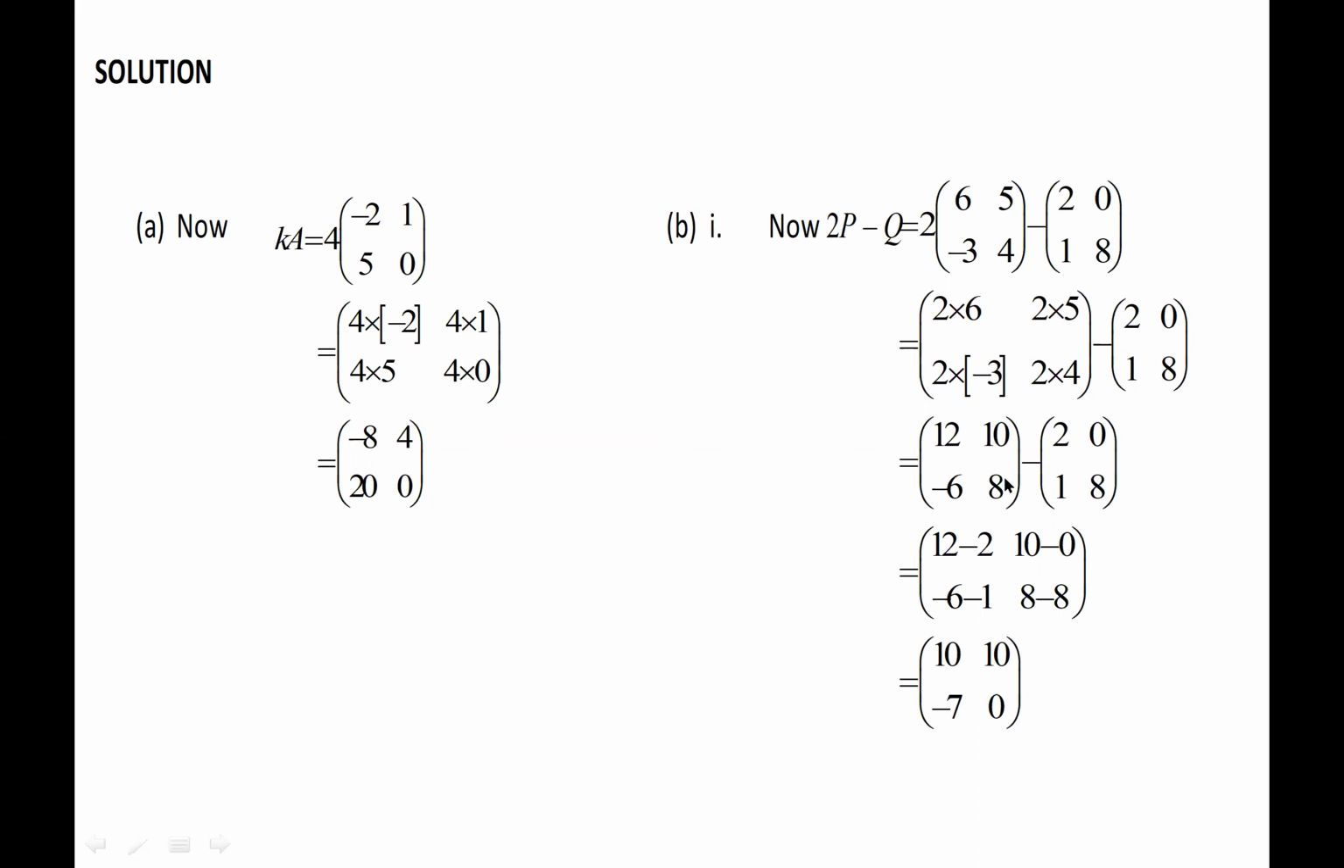Because both of these are 2 by 2 matrices, it means that we could add them or subtract them from one another. In this case, it will be 12 take away 2. It'll be 10 take away 0. That'll go here. It'll be negative 6 minus 1, which is here, and 8 take away 8. All right? So 12 take away 2 is 10. 10 take away 0 is 10. Minus 6 minus 1 is minus 7. And 8 minus 8 is 0.